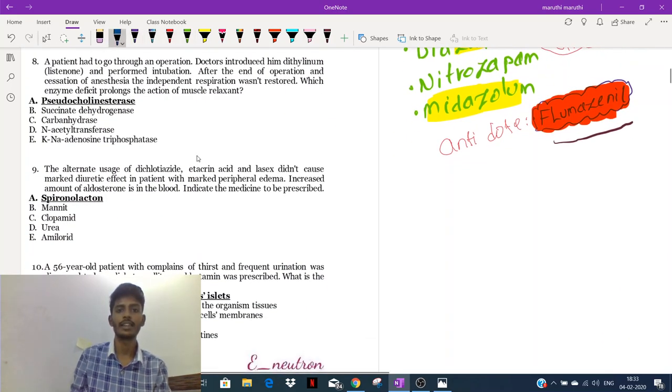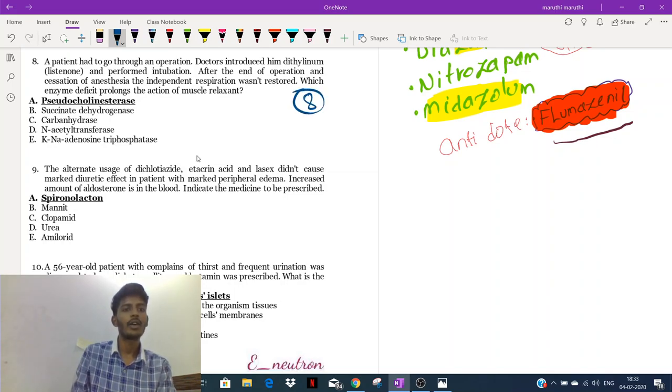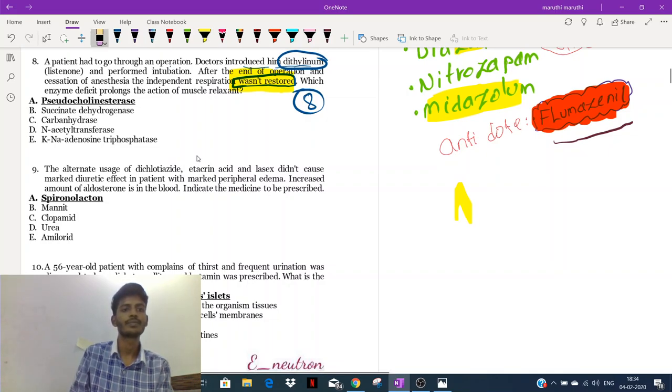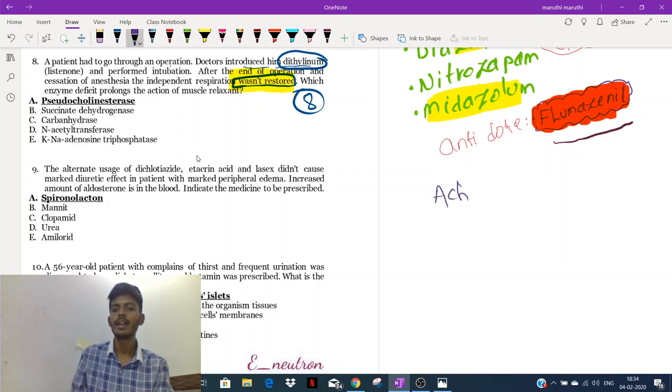question number eight. Again, it looks like a similar question which we already discussed. Now, a patient had to go through an operation. The doctor introduced ditilin. Ditilin was given, and after performing the intubation, after the end of the operation, cessation of anesthesia, independent respiration was not restored. So he is having what? He is having an esterase deficiency. See, we need to understand, we have acetylcholine. Acetylcholine will be broken down by an enzyme called acetylcholinesterase.